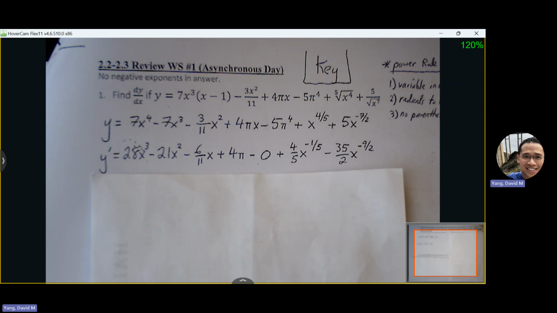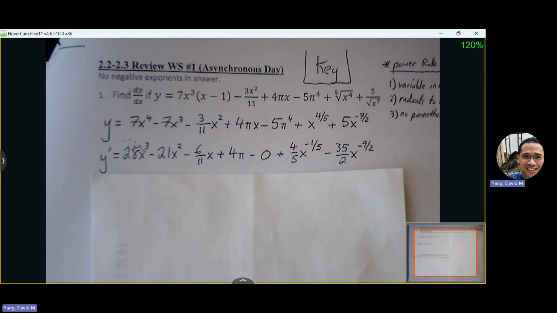x to the 4/5 becomes 4/5, x to the -1/5. Students have trouble usually with square root of x to the 7th, so make sure that we understand that's x to the 7/2. Not 2/7, not 1/7, but 7/2. And then we bring that up to the top as x to the -7/2, bring that down. We go through power rule now, so -35/2, x to the -9/2.